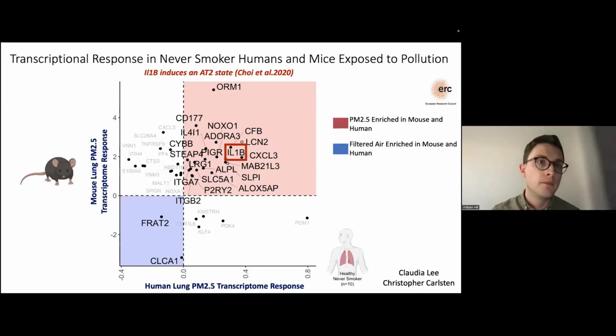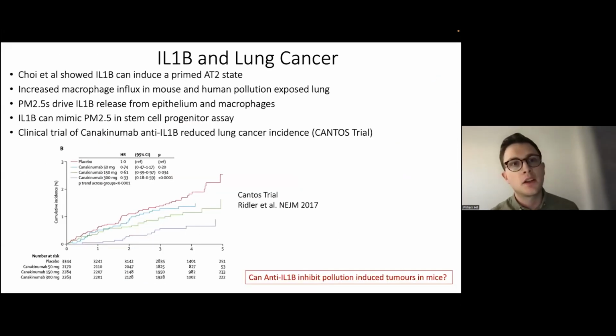And several years ago now, it was found in a hypothesis generating study that patients at risk of cardiovascular disease were given canakinumab, an anti-IL-1 beta blocking antibody. And the incidental finding was that there was a dose-dependent decrease in the number of lung cancer incidents, suggesting that anti-IL-1 beta might be mediating this process.